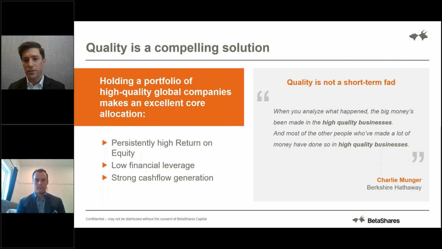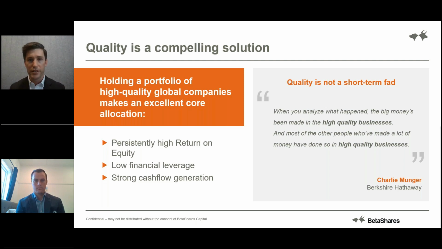And I'd suggest that the answer really is hiding in plain sight. That's high quality global companies. Quality companies have persistently high return on equity or high profitability. They have stable earnings, low leverage, and strong cash flow generation. These are the types of companies that active managers have long talked about investing in. And previously, the only way to access these types of companies was through an active manager.